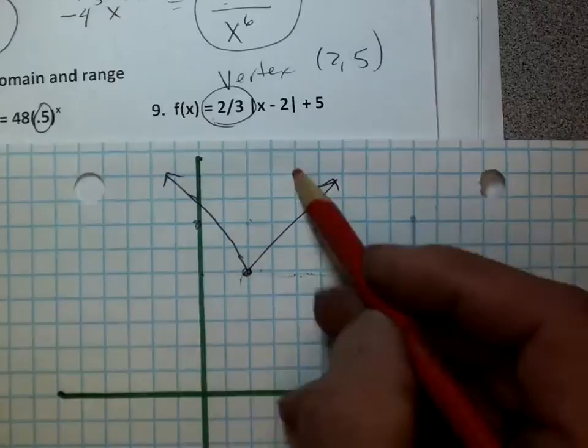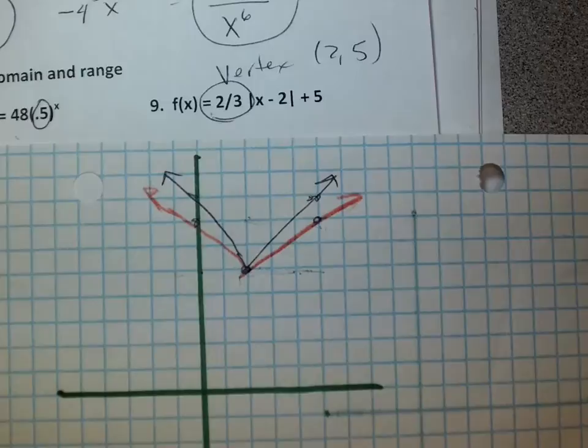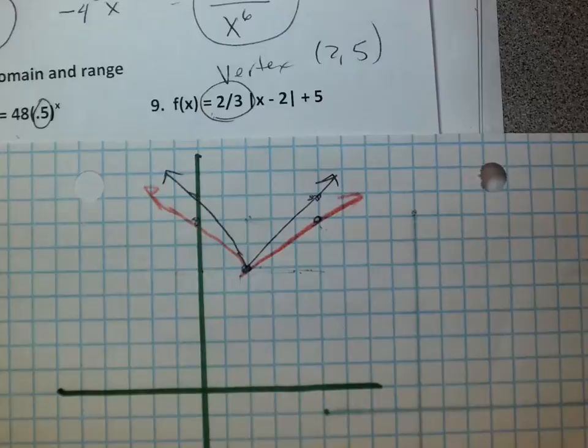Ellie, is that what you're going to tell me? Okay. No, it's always the opposite, the other number. Yeah. Okay. Now, domain and range.